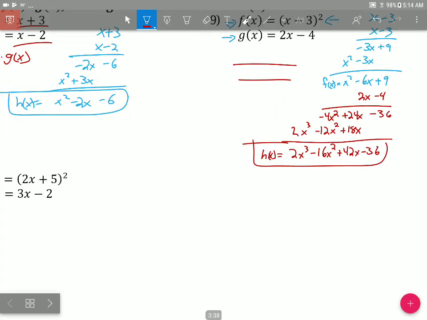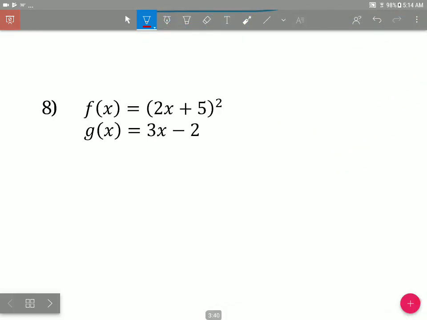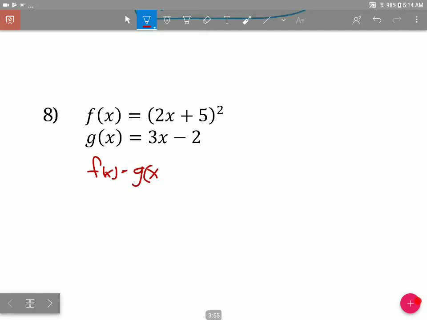All right, last one. The last one's the same thing. It just has different numbers, which I want you to pause and try number 8 on your own. Okay, hopefully you're back. So we got f of x times g of x, but f of x is not ready. It needs to be multiplied out first. So start off by squaring it: 2x plus 5 times 2x plus 5.